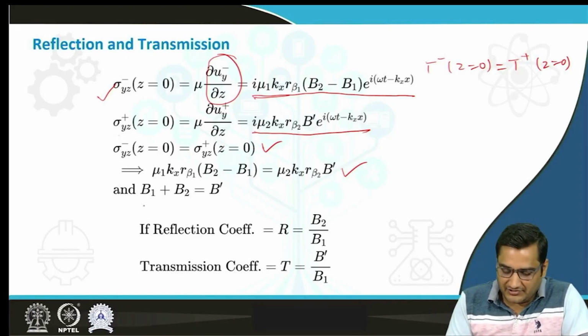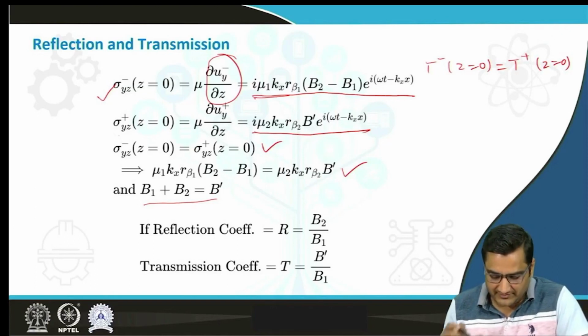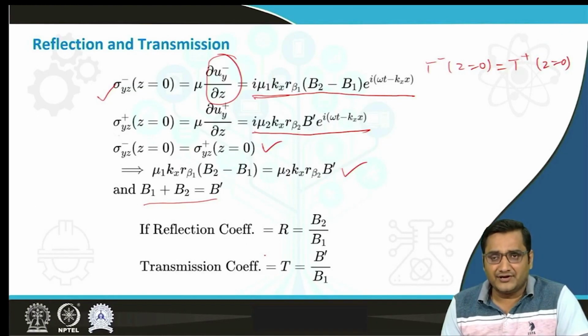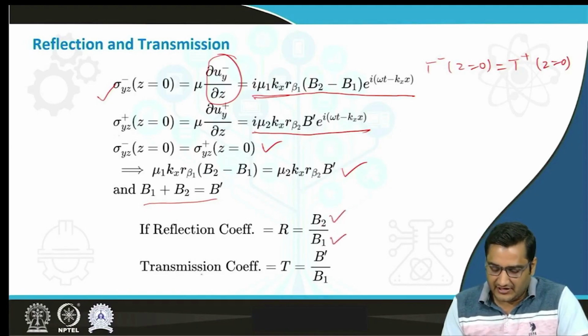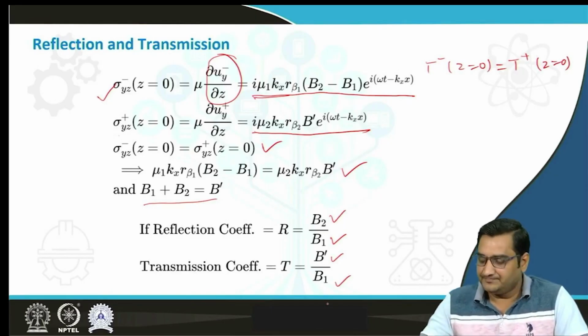And the first equation that you had was b1 plus b2 is equal to b dash, that came from the continuity of the displacement. And we can define now the reflection coefficient capital R is equal to b2 by b1, because b2 is the amplitude of the reflected energy and b1 is the incident energy. Transmission coefficient capital T will be equal to b dash by b1, and b dash is the transmission energy and b1 is the incident energy.